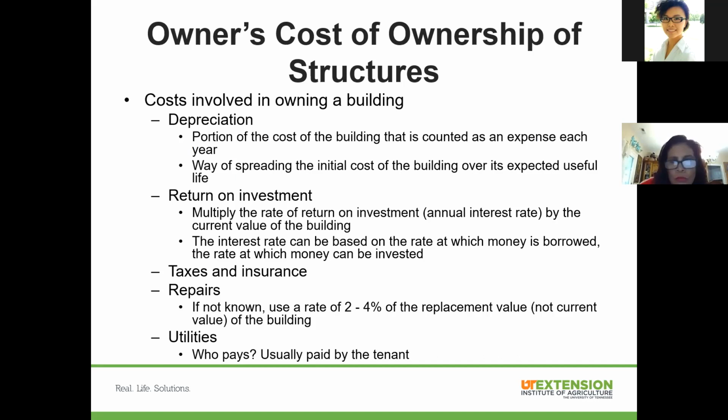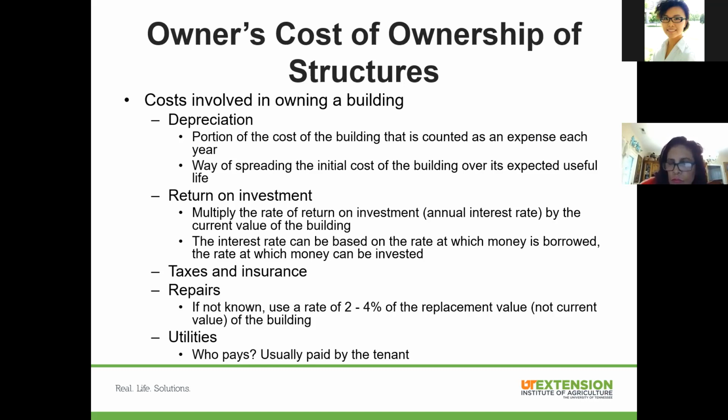First, you need to consider depreciation, and that's a big part of the cost of structures. It is the portion of the cost of the building that is counted as an expense each year, and it's a way of spreading your initial cost of the building over its expected useful life. Again, you also need to think about return on your investment. Multiply the rate of return on investment, the annual interest rate, what I just explained to you, by the current value of the building. So that's your return on investment.